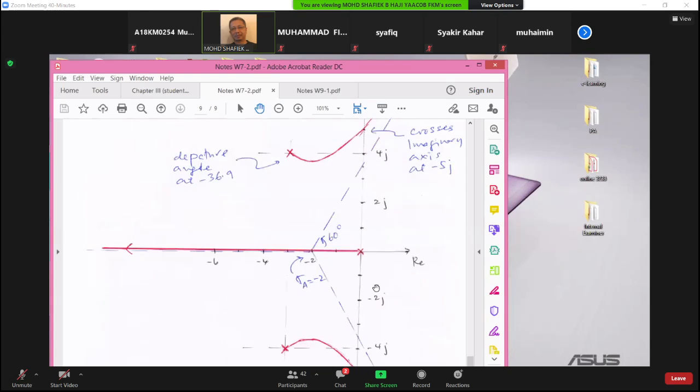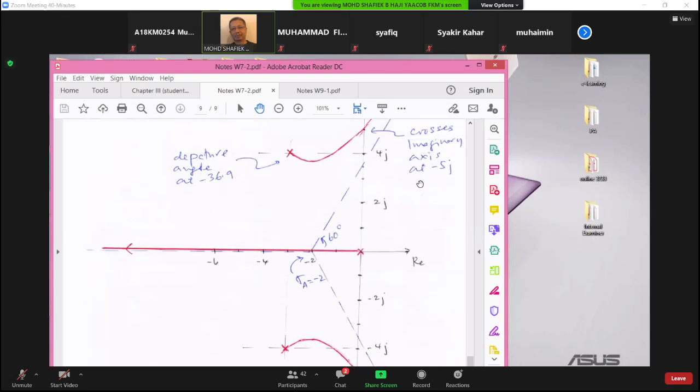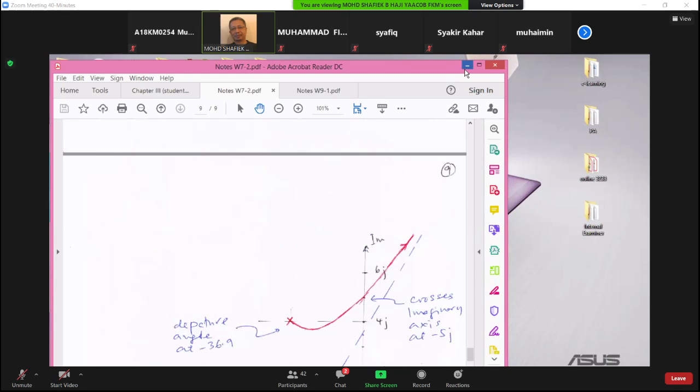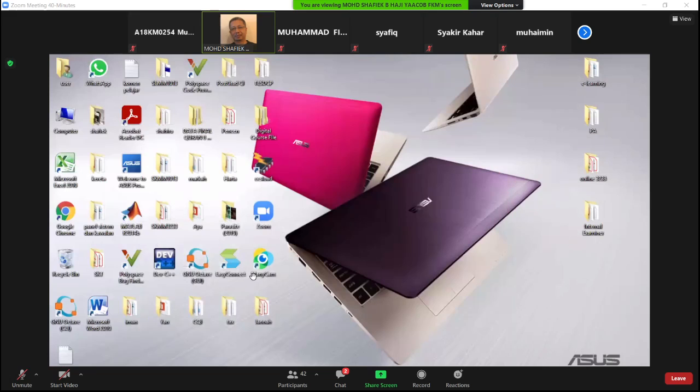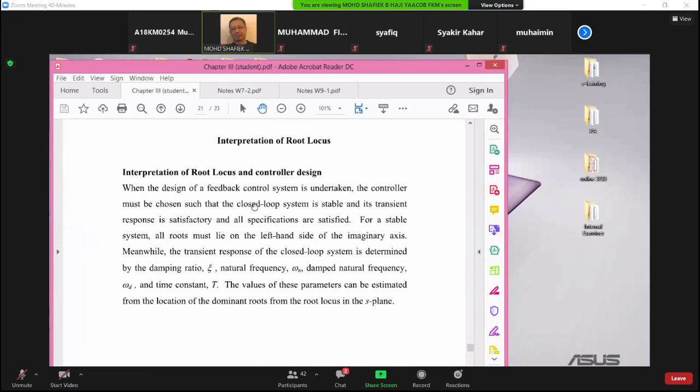Okay, so after all the pain that we have gone through, what do we get out of this? Our main objective is to design the controller K. The topic that we want to discuss today is interpretation of root locus and controller design. How do we interpret the behavior of the system, meaning the time response of the system, based on the root locus diagram, and how can we select the value of the controller K to meet certain specifications?